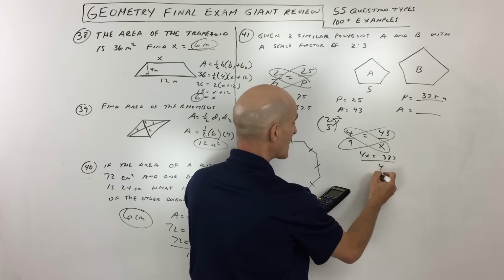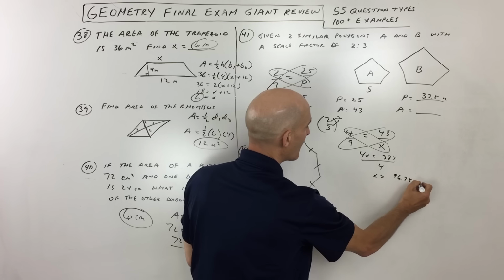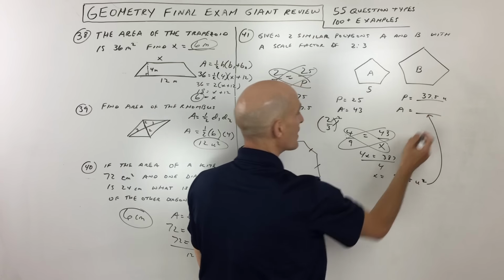And we just divide both sides by 4, and that comes out to 96.75 units squared since it's area.